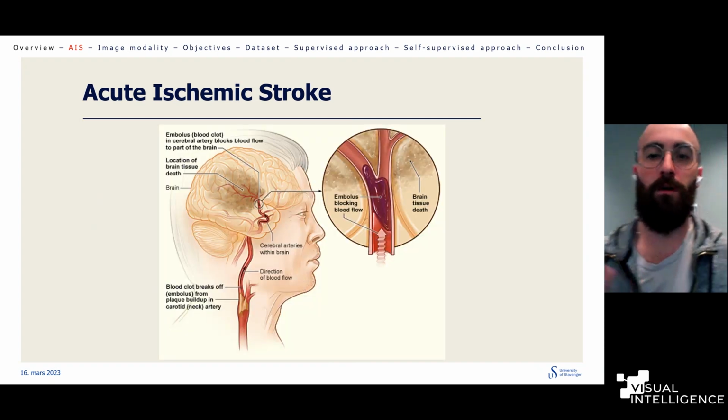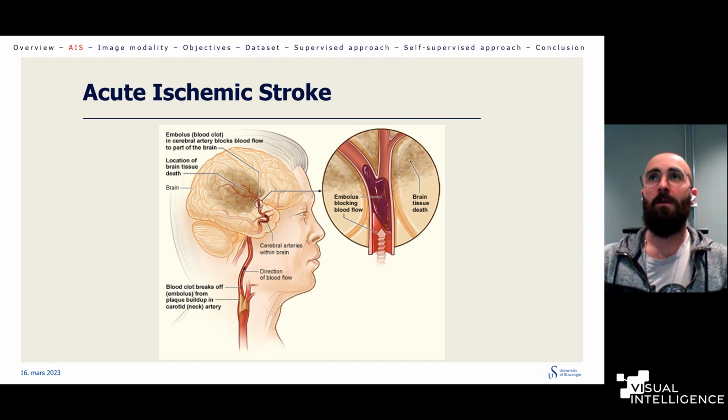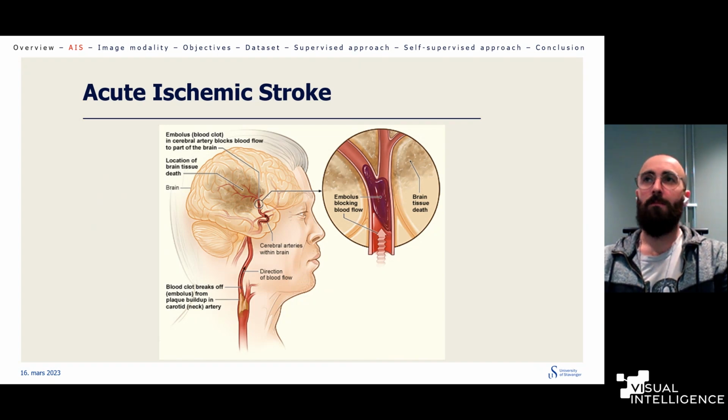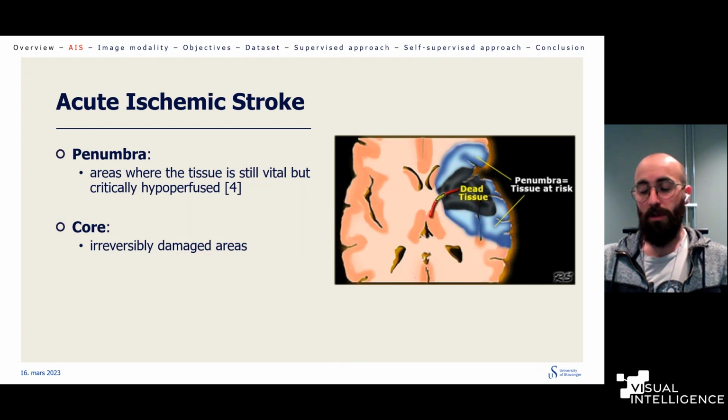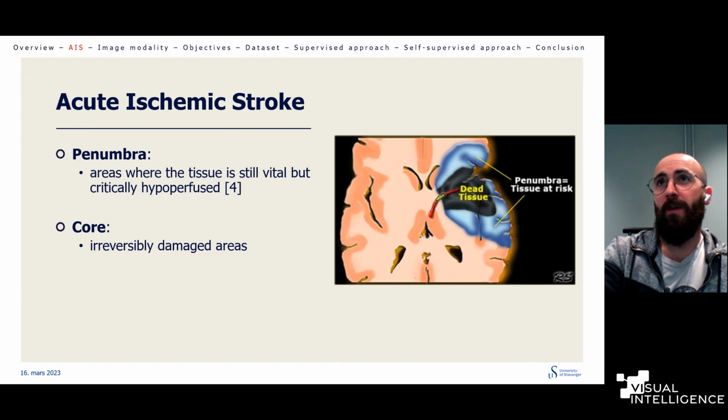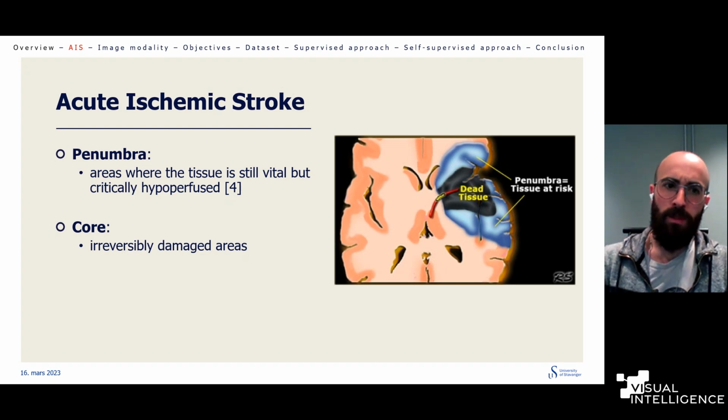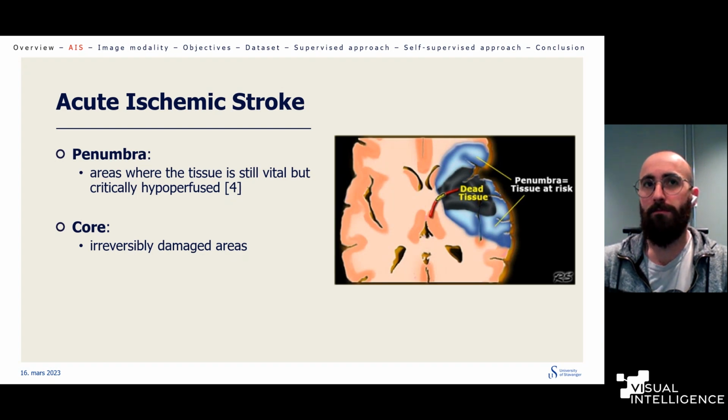I'm not going to go into details on this, but for you to know, ischemic stroke happens when a blood clot occludes an artery in the brain and prevents the blood from flowing normally in the brain tissue. This causes an ischemic region to be created. This ischemic region can be divided into two subregions, called penumbra and core. The core is the irreversibly damaged tissue, and the penumbra is an area where the tissue is still vital, but critically hypoperfused.